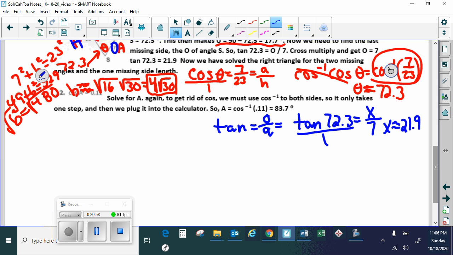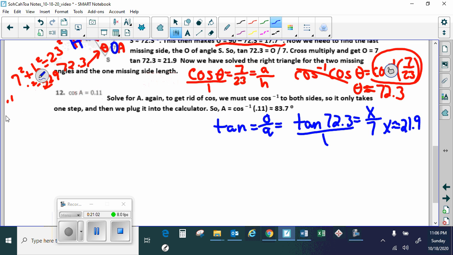All right, let me erase this here to get to this last problem. This last problem says to solve for A. Remember I told you how you get rid of cosine? It'd be inverse cosine. So A equals inverse cosine of 0.11. Now, that's the exact answer. We want the approximate answer. So we type in, as you see right here, inverse cosine of 0.11, and that's approximately 83.7 degrees.